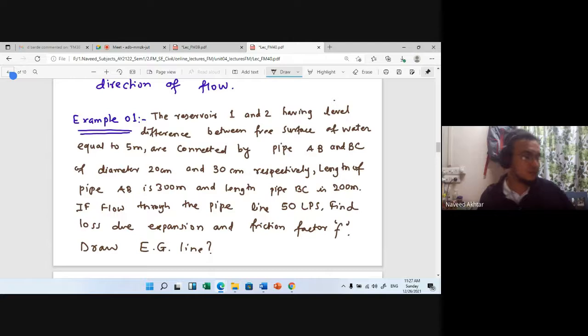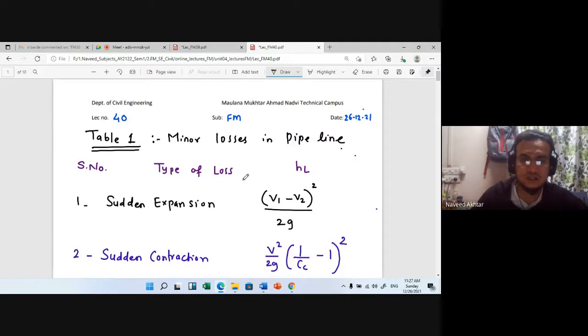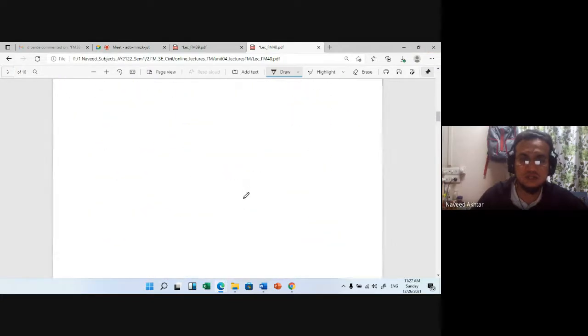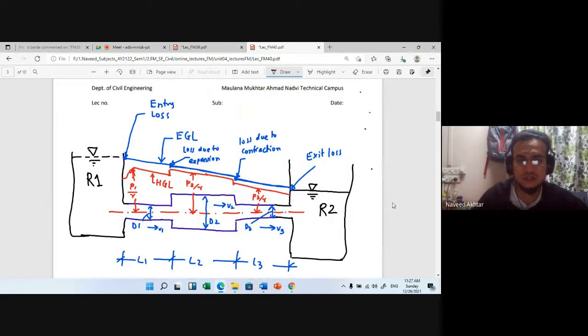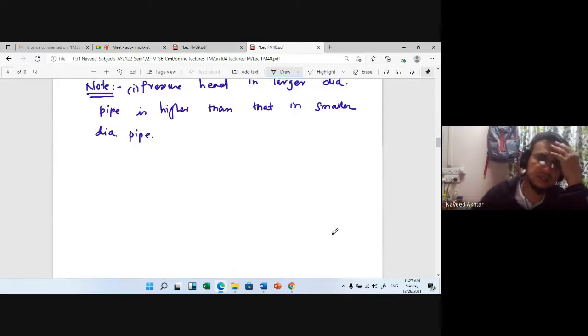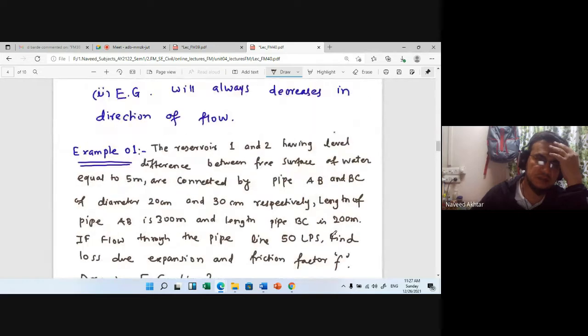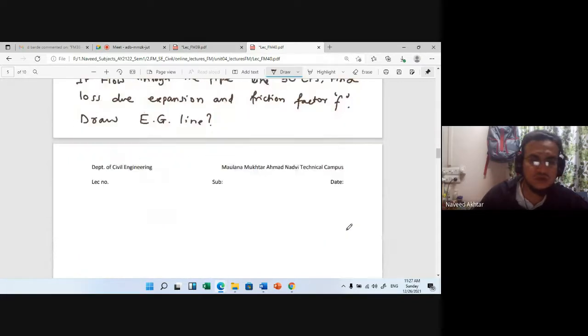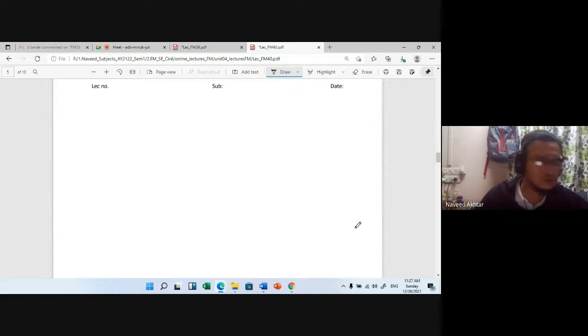This is an example based on what I explained previously about this figure, which shows energy losses and the hydraulic gradient line. Here three pipes are there, but in this example how many pipes are given? Two pipes. So you can find out the energy losses. When an example is given, first you have to draw the figure and then solve.